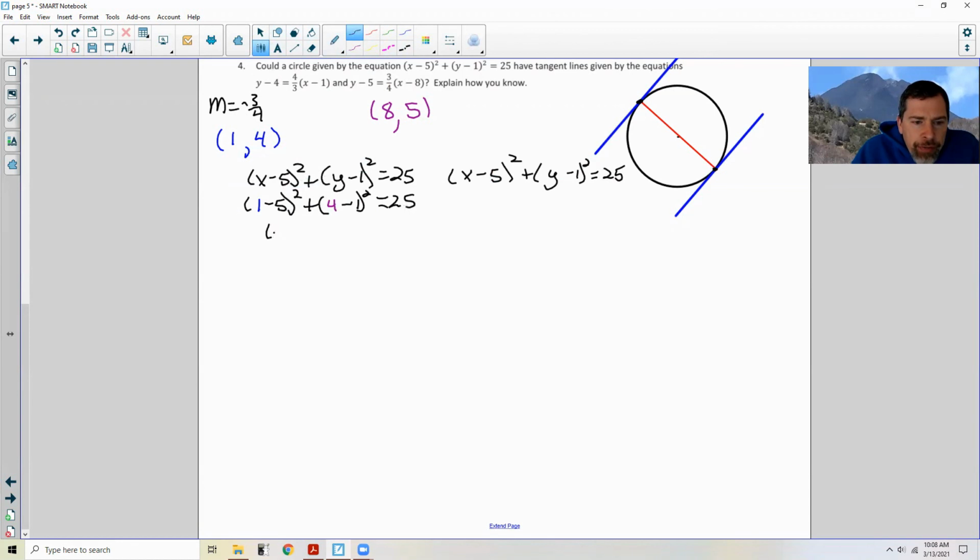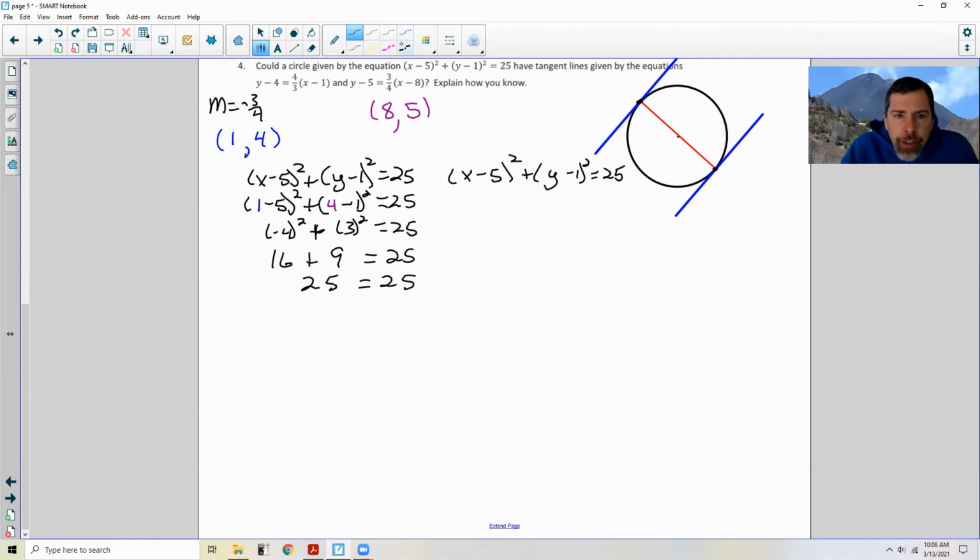Well, 1 minus 5 is -4 squared plus 4 minus 1, which is 3 squared has to equal 25. Well, -4 squared is 16, 3 squared is 9, and it has to equal 25. So 16 plus 9 is 25. So that point truly satisfies the equation.